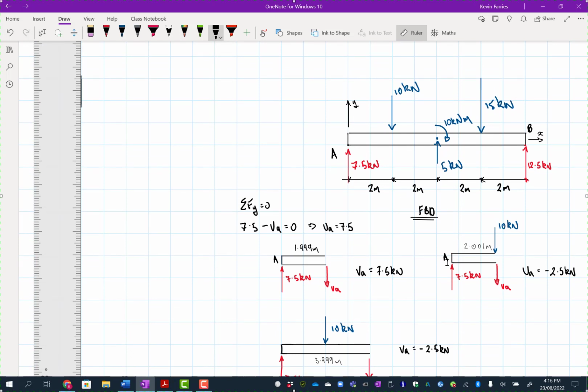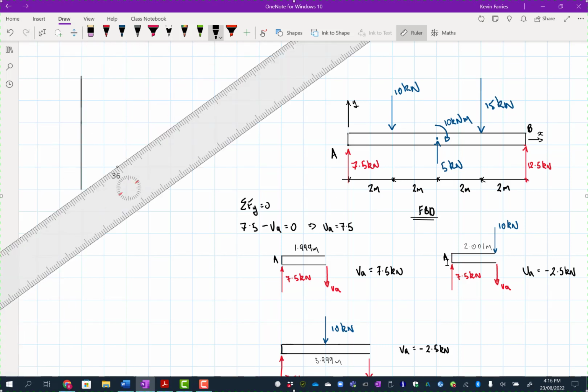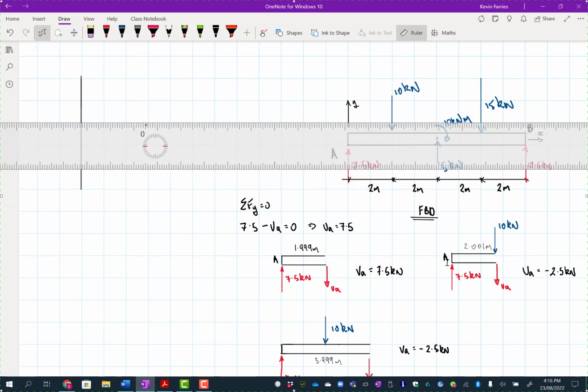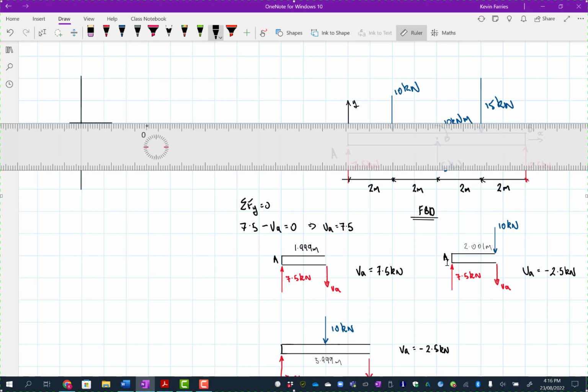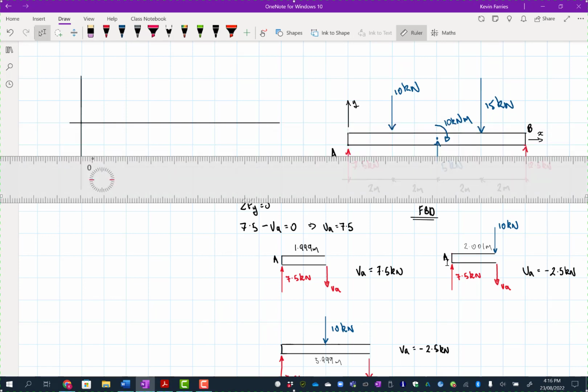Okay, so I'm just thinking about what scale to use, so I'll do 5, 10. So minus 5, minus 10, minus 15. It's going to be my shear axis. This is going to be my distance axis. We need to come along 8, so that might be 2, 4, 6, 8. So this is x in meters. This is shear in kilonewtons.